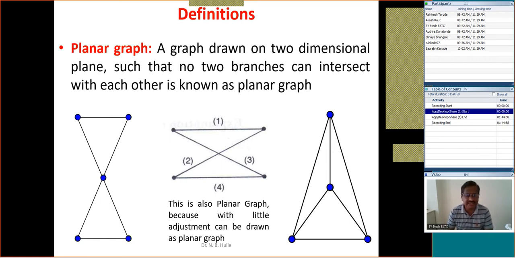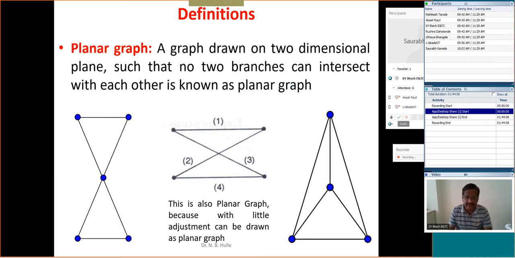Here one definition is the planar graph. What is the planar graph? A graph drawn on a two-dimensional plane such that no two branches can intersect with each other is known as a planar graph. Means here there should not be the overlapping of any two branches. Is it right? But as far as this figure is concerned, you will get confused about whether this is also a planar graph.